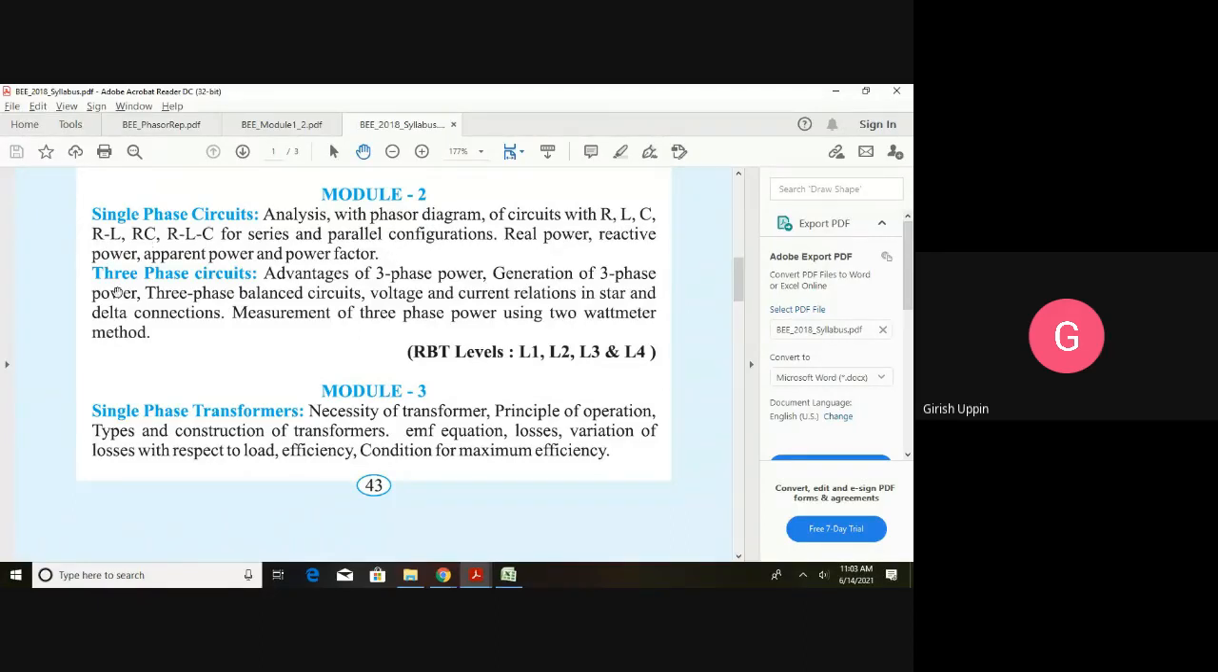But R and RLC are very simple. If you understand basically RLC, then it is very easy. So you need not memorize. If you have a thorough understanding of how the analysis is done, then it becomes very easy. So we'll begin with the analysis of the single phase AC circuit with pure resistance.